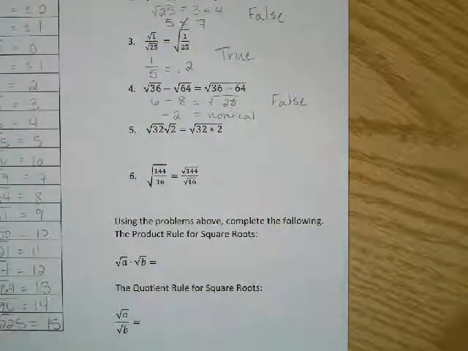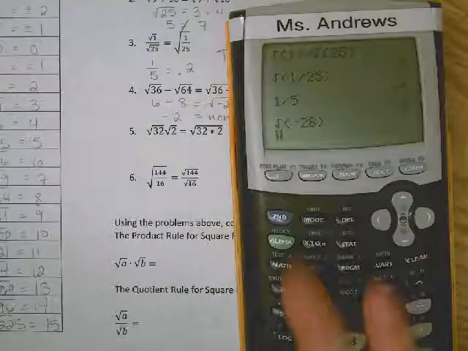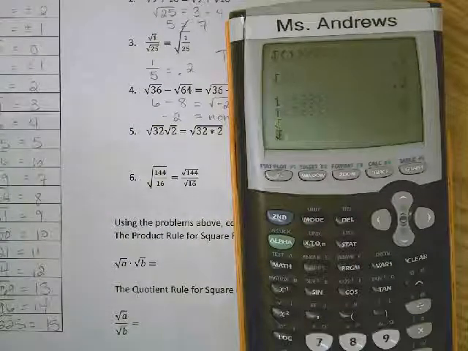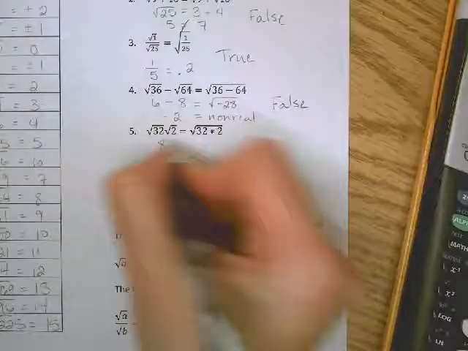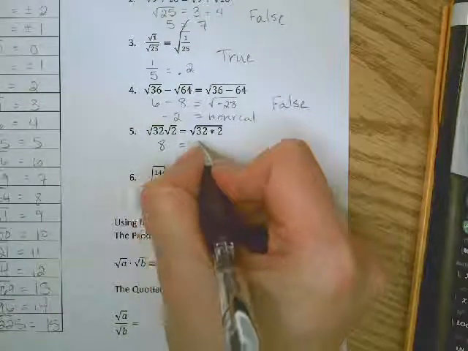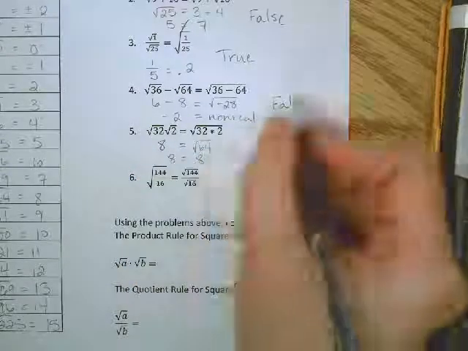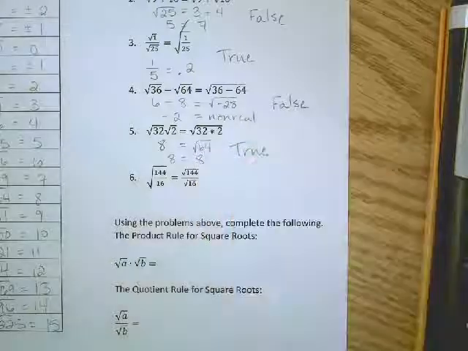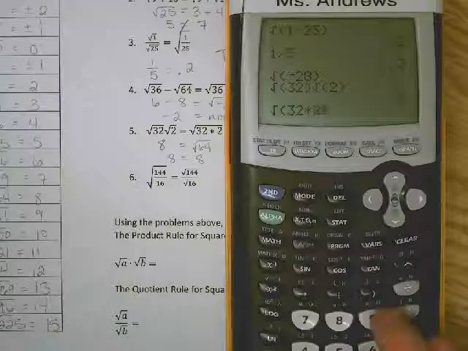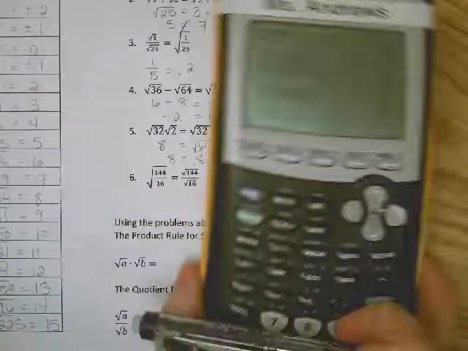Down here, 32 and 2 do not have perfect square answers, so I'm going to do square root of 32, close my parentheses, square root of 2, close my parentheses, and I get 8. If I have the square root of 32 times 2, that gives me the square root of 64, which equals 8, and 8 does, in fact, equal 8. So that is true. I can also check that with the calculator and do the square root of 32 times 2, also getting 8.